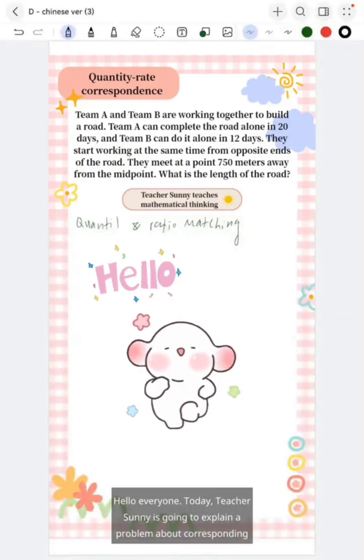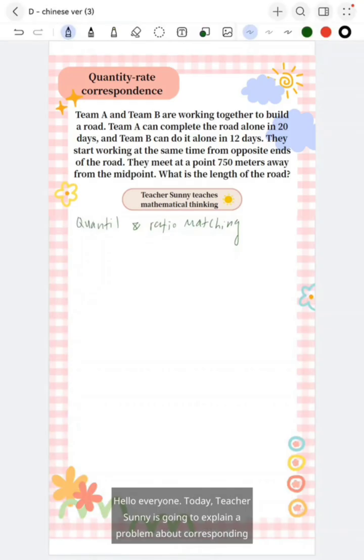Hello everyone. Today, Teacher Sunny is going to explain a problem about corresponding relationships, specifically a road construction project problem. We'll need to combine this with the concept of shaping to solve this question together. First, let's read the problem carefully.